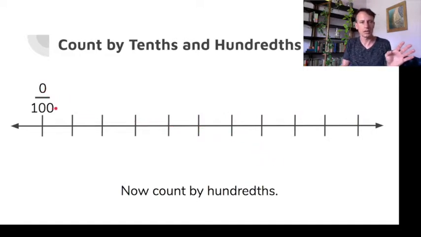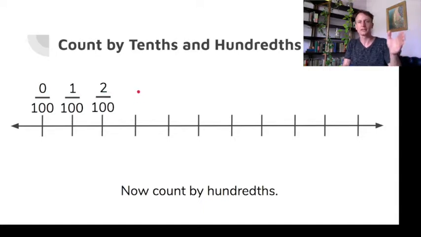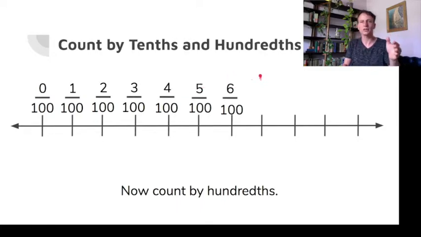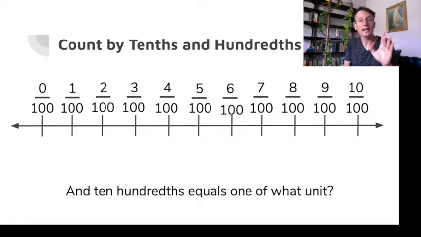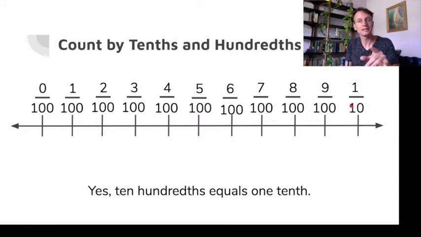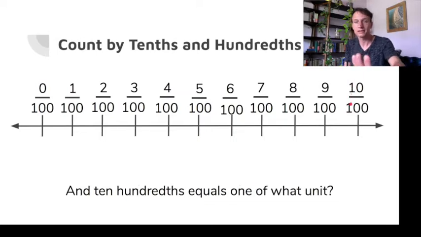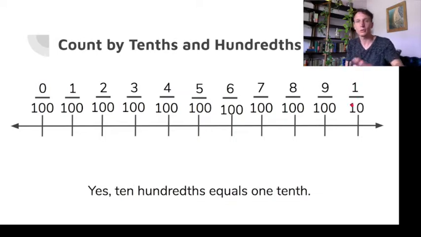Oh, but I'm not done. Hundredths, 0 hundredths. Now, wait. Are we going to go all the way up to 100 hundredths? Not on my time. 0 hundredths, 1 hundredth, 2 hundredths, and so on up to 9 hundredths, 10 hundredths. Now think about that. 10 hundredths, 10 cents. 10 cents is equal to a dime, isn't it? It's 1/10. Do you see that? 10 hundredths, 10 cents is 1 dime, 1/10.